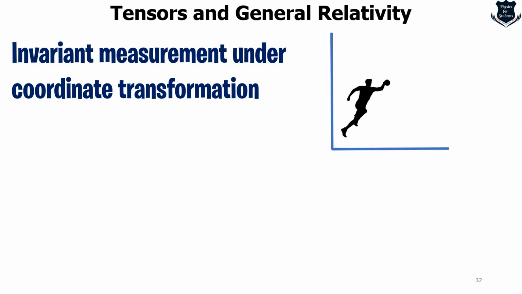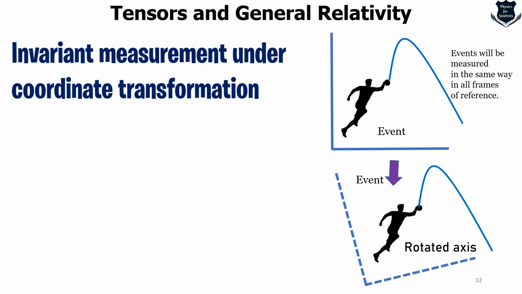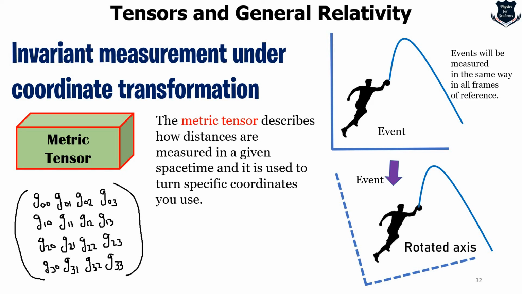So here what we call it is invariant measurement under coordinate transformation. So even if this coordinate transformation takes place, the metric tensor will take into account these changes, and it will describe how the distance is measured, depending on the specific coordinates that you use. And as you see, that metric tensor is the G part which we learned in the Einstein field equation.